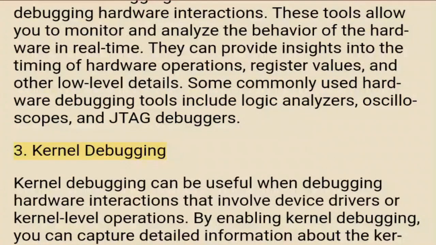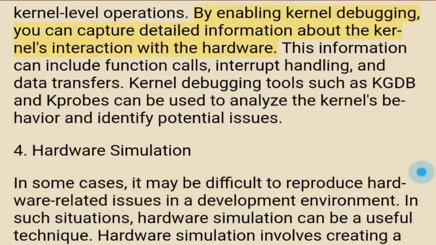3. Kernel debugging. Kernel debugging can be useful when debugging hardware interactions that involve device drivers or kernel-level operations. By enabling kernel debugging, you can capture detailed information about the kernel's interaction with the hardware. This information can include function calls, interrupt handling, and data transfers. Kernel debugging tools such as KGDB and kprobes can be used to analyze the kernel's behavior and identify potential issues.